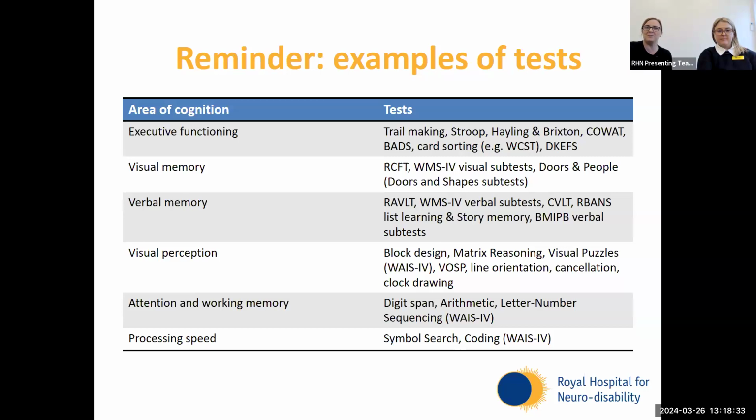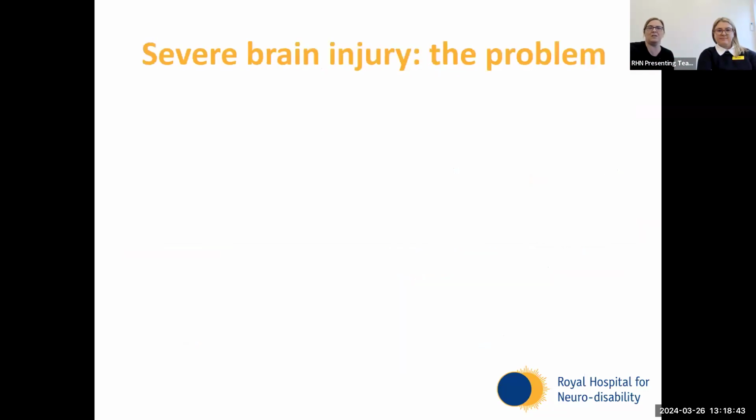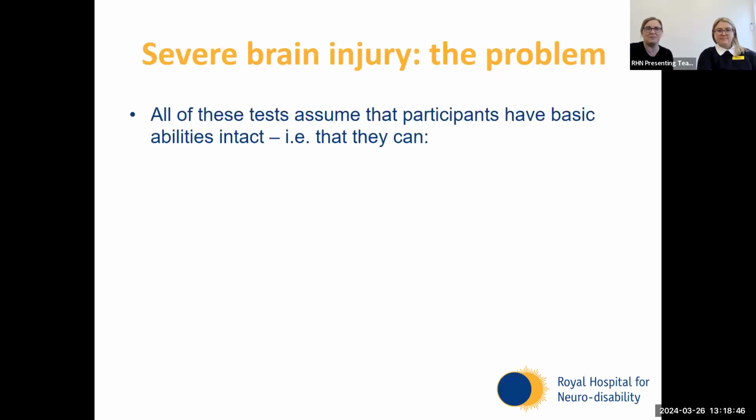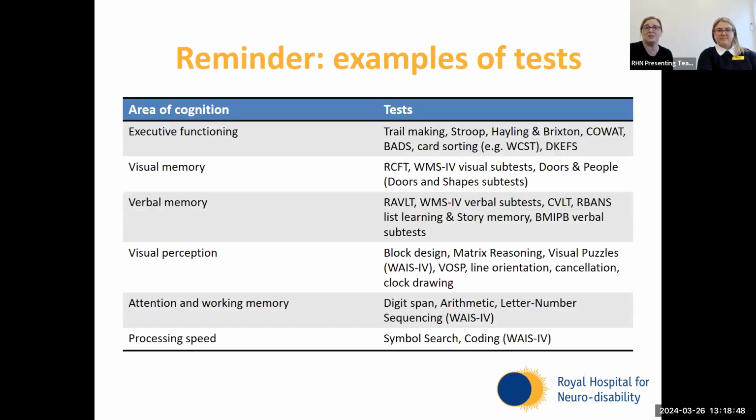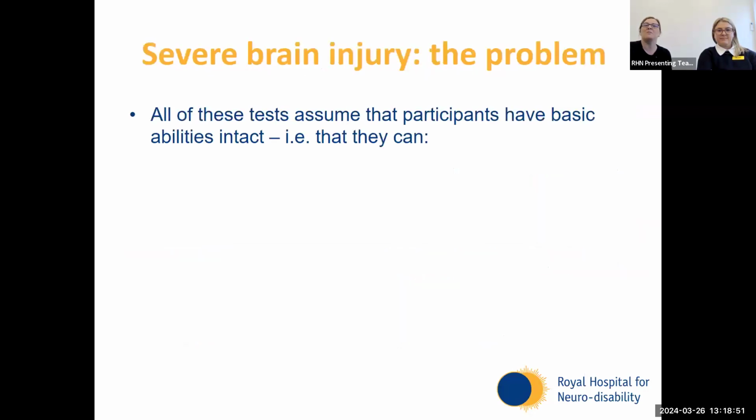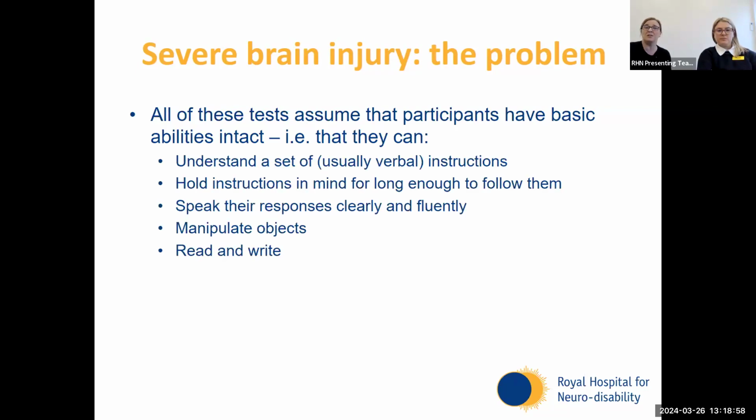So I've just put that up again to remind you about this whole big list of standardized tests that we mentioned earlier, because the problem we've got with severe brain injury is that all of those tests assume that the participants that we're testing have basic abilities intact. So to administer any of those tests, we're assuming that the person we're testing can understand a set of instructions, usually given verbally, sometimes in writing, but we're expecting that they will get the point of what it is that we're asking them to do.